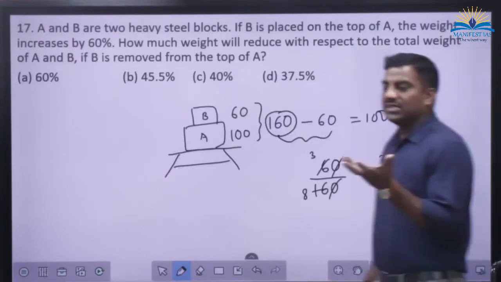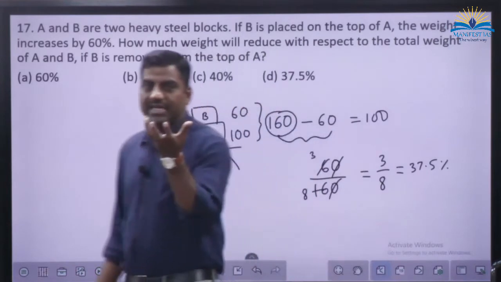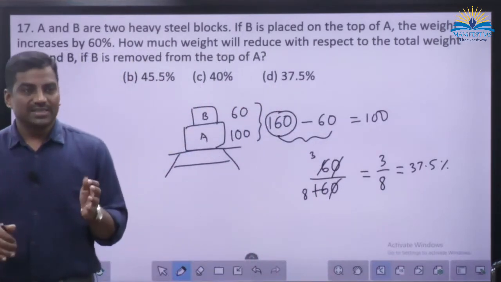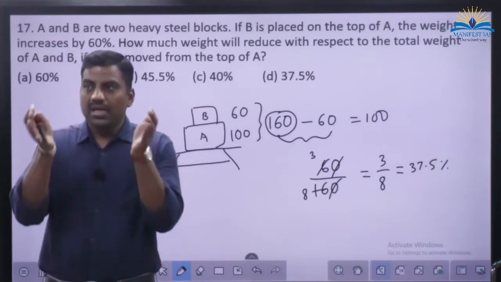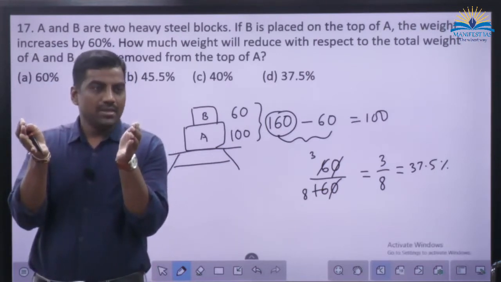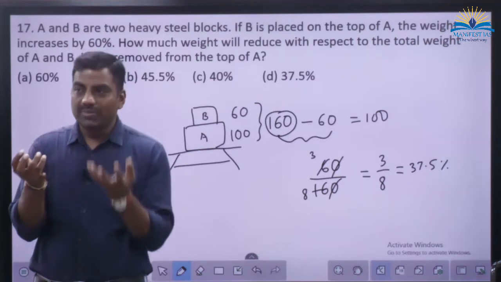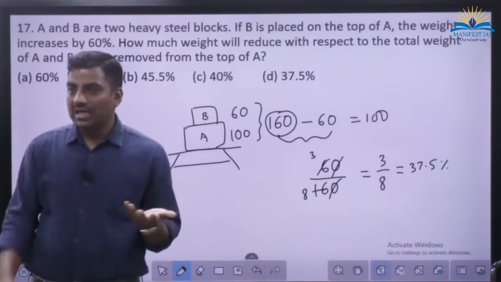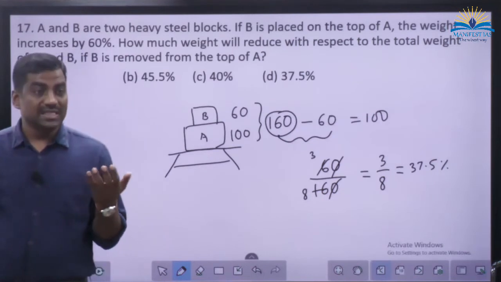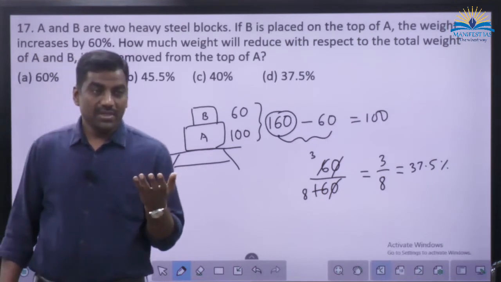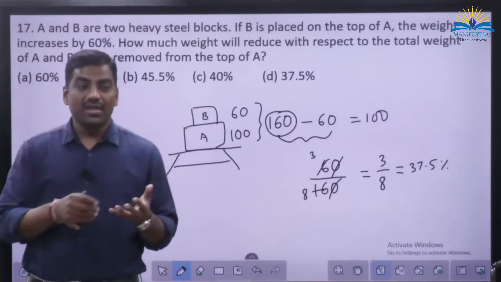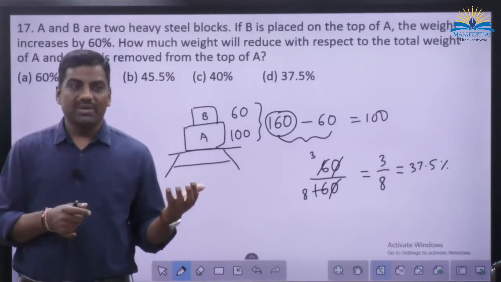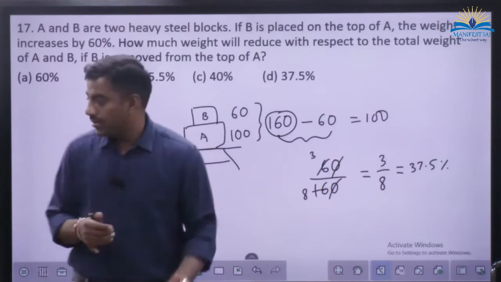Simple. See, one is a 100 kg block, another is a 60 kg block. They are playing with this. What if they had asked, first we have kept 60, above that 100. Then on the base of 60, 100 is increasing. 100 by 60 would have been almost 166%. Then if you had removed 100, the reduction would be 100 by 160. That would have been 5 by 8.